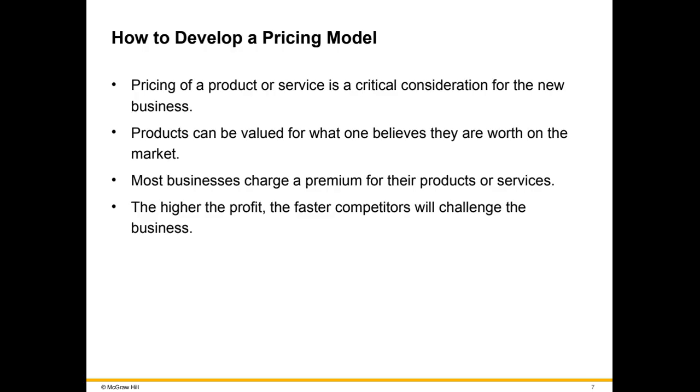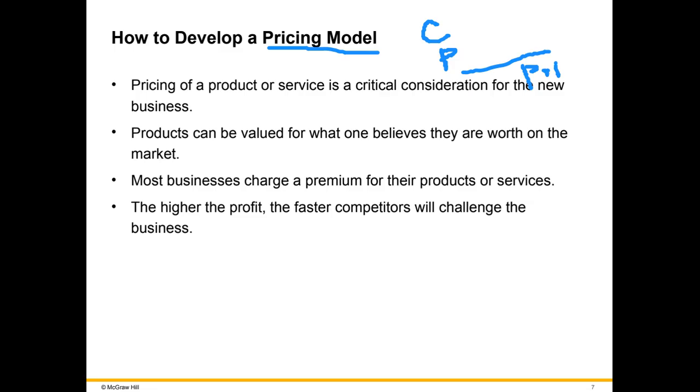Anyways, how to develop a pricing model? Pricing is the crucial thing. Pricing is very important. Why? It helps us get the revenue that we are looking for. So a price should have the cost plus your profit, and that should make up your price. Okay, I just want to make it very simple for you.